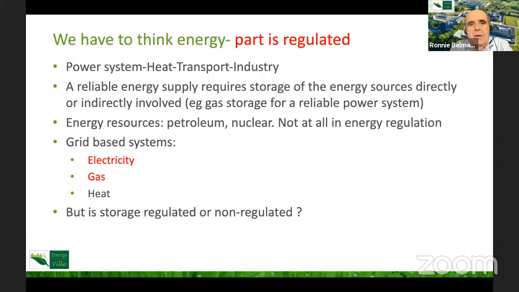To get a reliable energy supply, it requires storage of the energy sources directly or indirectly involved. For instance, you need gas storage and a good operating gas system to get a reliable power system. I think the example of Texas two weeks ago showed clearly that the storage of gas, the availability of gas, is crucial for a reliable power system. So we cannot look at them independently.